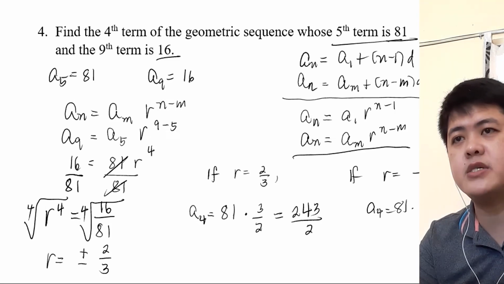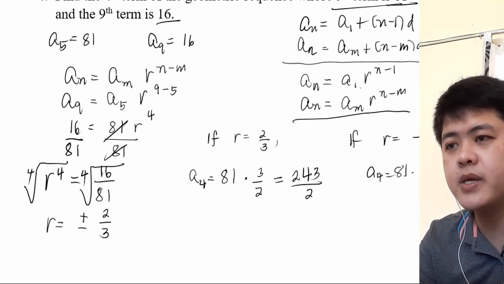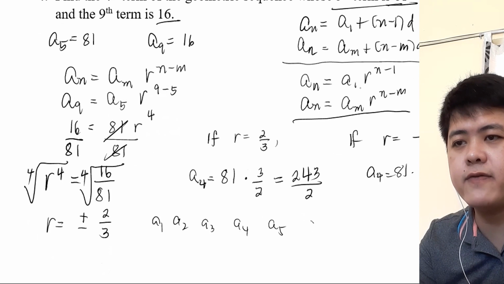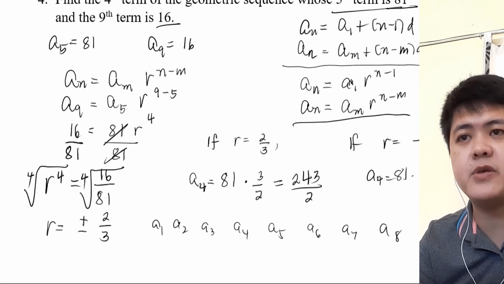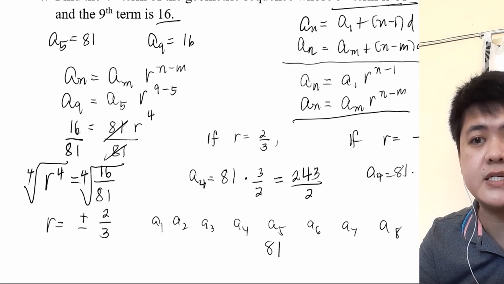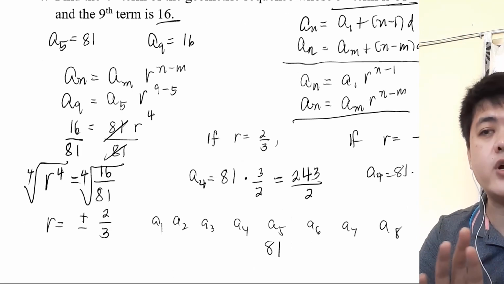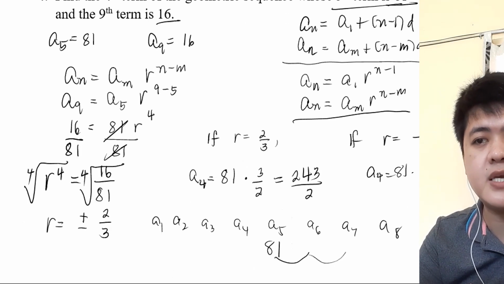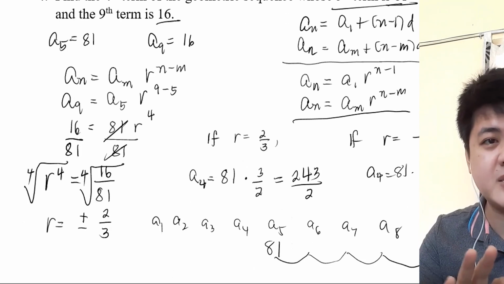So kasi pag tiningnan mo yon, yung 5th term, A1, 2, 3, 4, A sub 5, 6, 7, 8, 9. Ang A sub 5 natin ay positive, di ba? 81. Ang A sub 9 natin ay positive din, 16. Take a look at this. If your R is positive, definitely from A sub 5 to A sub 6 to A sub 7 to A sub 8, going to A sub 9, it will still be positive 16.